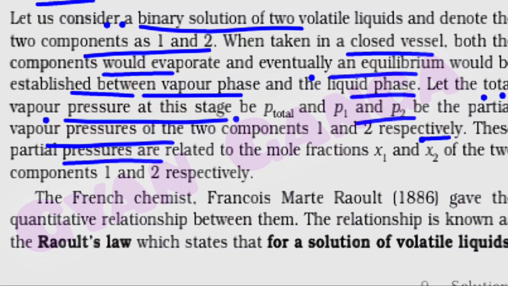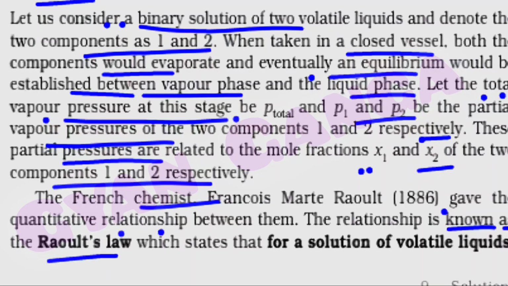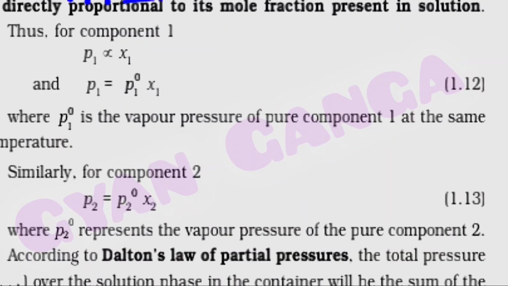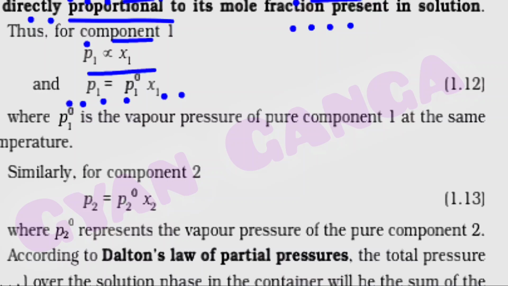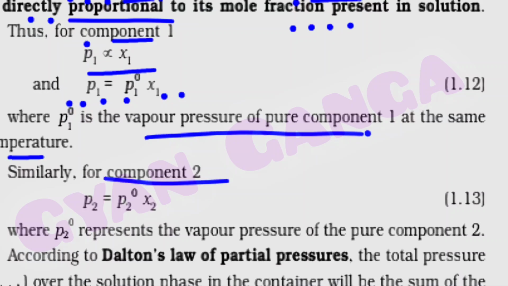These partial pressures are related to the mole fractions X1 and X2 of the two components 1 and 2 respectively. The French chemist Francois Marie Raoult in 1886 gave the quantitative relationship between them. The relationship is known as Raoult's law, which states that for a solution of volatile liquids, the partial vapor pressure of each component of the solution is directly proportional to its mole fraction present in solution. Thus, for component 1, P1 is directly proportional to X1, and the equation is P1 is equal to P1 naught into X1. P1 naught is the vapor pressure of pure component 1 at the same temperature. Similarly, for component 2, P2 is equal to P2 naught into X2, where P2 naught represents the vapor pressure of the pure component 2.